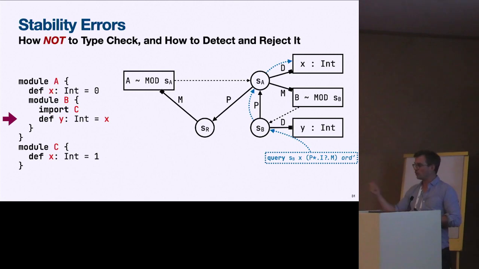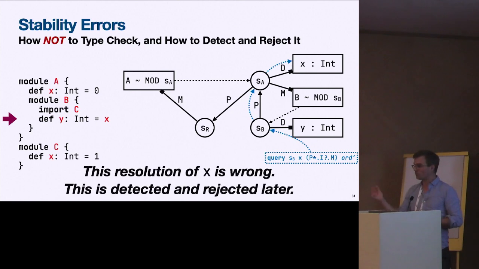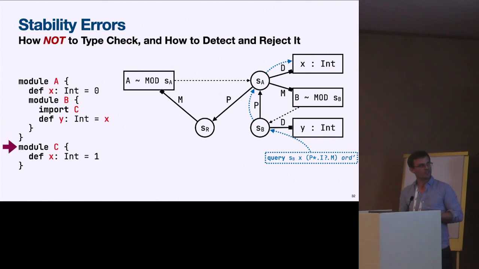When we query, the scope graph is incomplete. The information that we have about a program is incomplete, and so the X that we resolve to will be the X from the lexical context. This is the wrong resolution of X. The way our monadic framework works is it will actually allow this for now. And then later on, when we add the import, we will detect that the import was added and a new path becomes available, and we will reject the program. So let's continue and see when this happens.